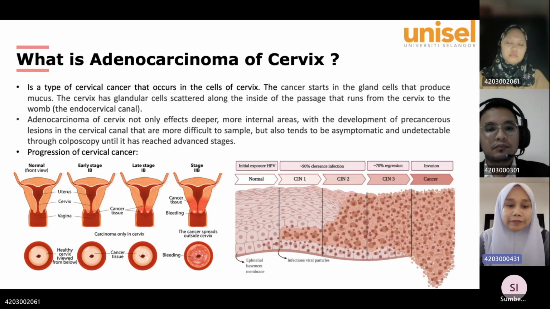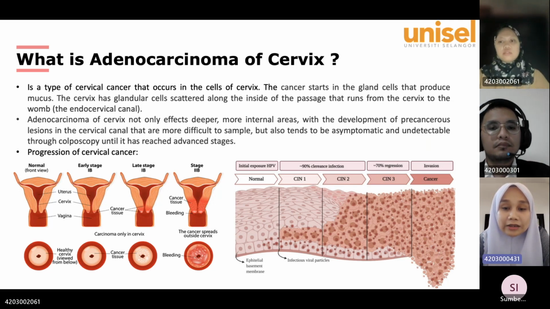Okay, next. Let us start with our case. What is adenocarcinoma of the cervix? It's a type of cervical cancer that occurs in the cells of the cervix. The cancer starts in the gland cells that produce mucus. The cervix has glandular cells scattered along the side of the passage that runs from the cervix to the womb.